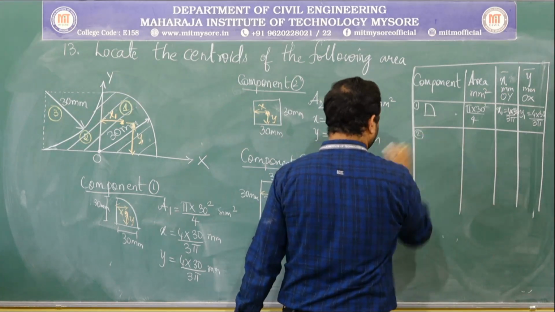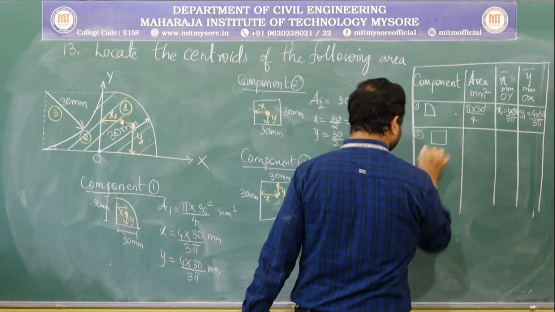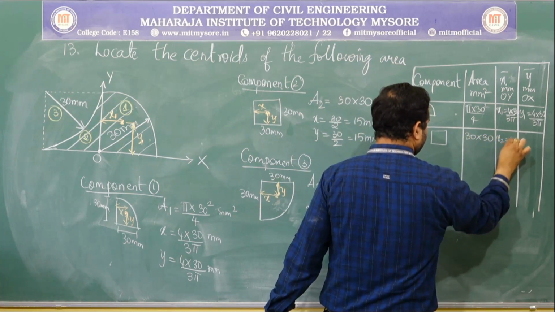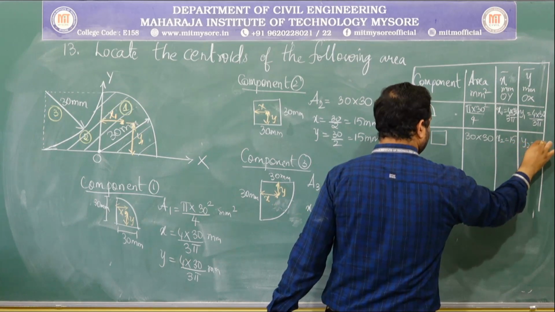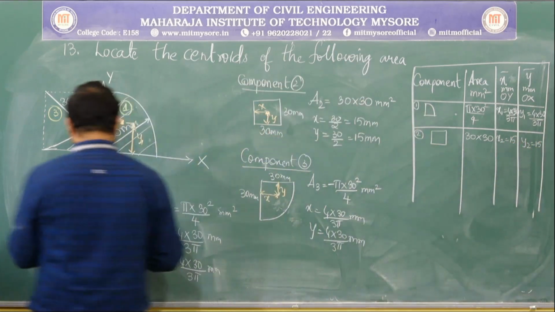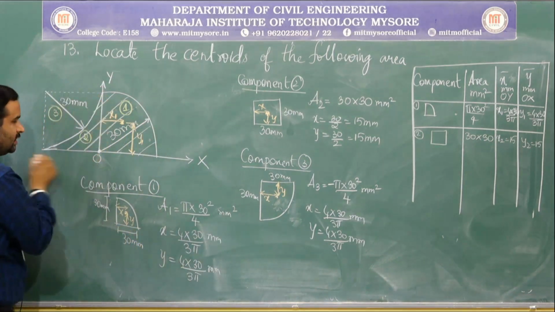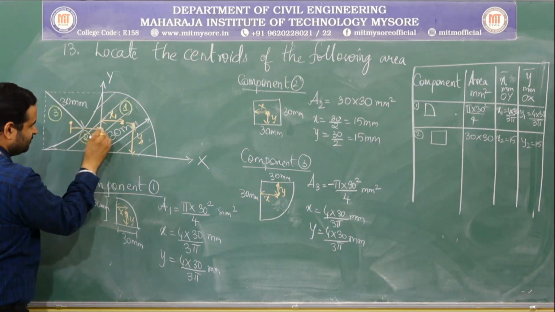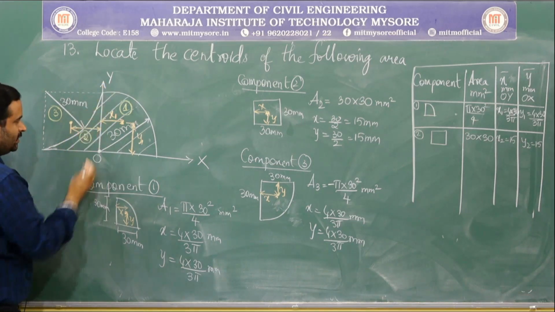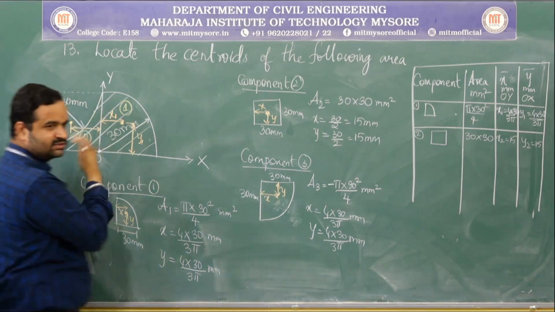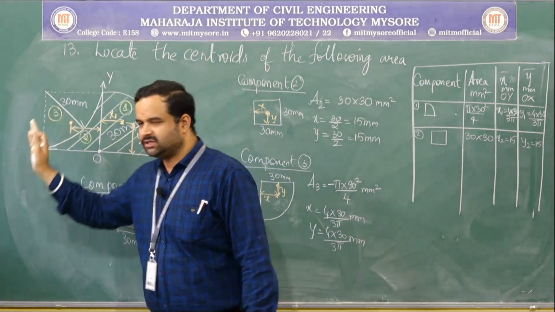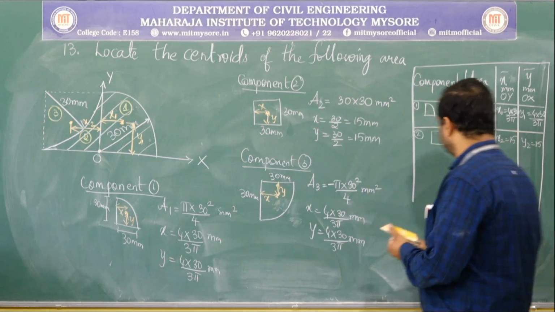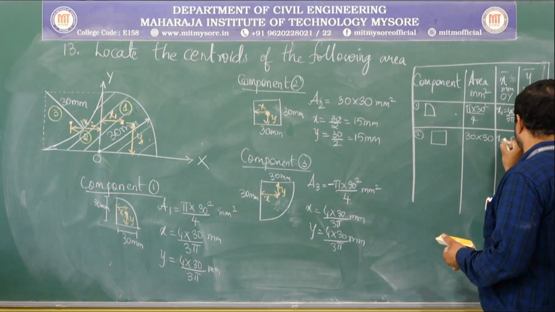Now coming to the second component, it is a square of size 30 by 30, so the area will be equal to 30 into 30. Its x2 will be equal to 15, y2 will be equal to 15, but be careful with the signs. Now this is a square, we need to locate its centroid. Measure it with respect to reference axis OY. Now see, we are measuring towards left. So x, if it is measured towards left, the sign convention will be minus. So x2 should be written with a minus sign.